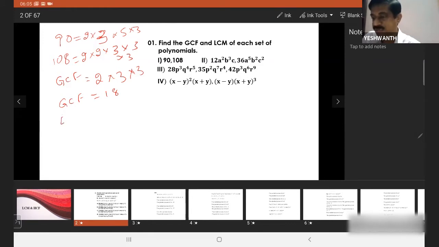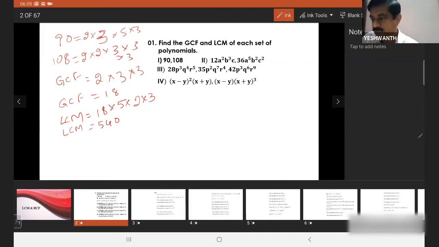Now LCM we find out. LCM is what? First of all, this greatest common factor you take as it is, into the rest of the things. So now we have not taken 5, so we take that 5. The second 2 we did not take, so we take that 2. Two 3s we have taken, and the third 3 we need to take. So this is LCM for this. So 30 into 18, so 540.